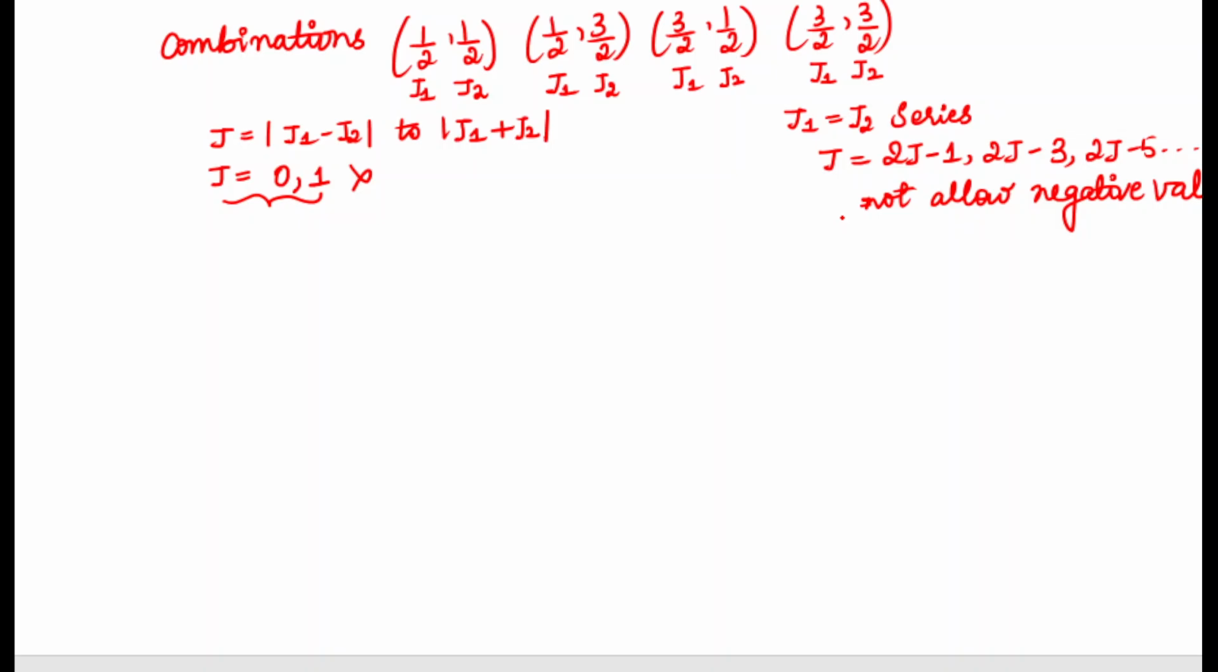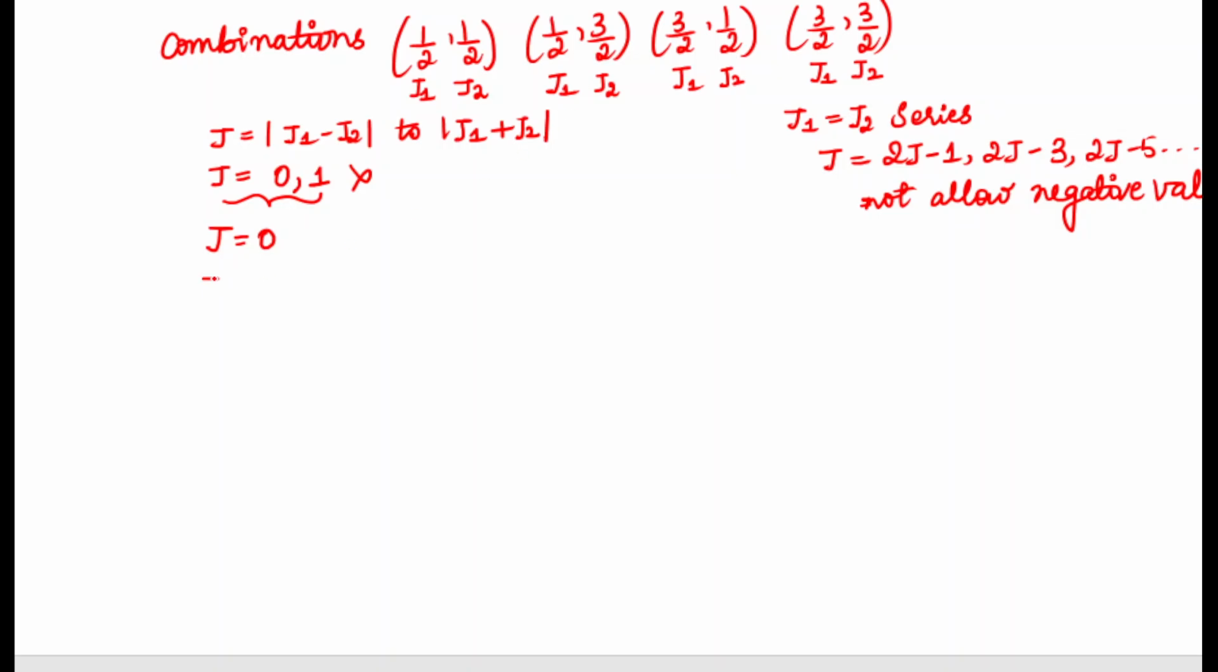In the non-equivalent case also we were having the combination 3 by 2, 3 by 2, but we did it the same way. For the equivalent case we are doing it this way: 2j minus 1, 2j minus 3, and 2j minus 5. Here the j1 and j2 value is one and the same, that is half. So 2 into 1 by 2 will be 2, 2 get cancelled, 1 minus 1 is 0. So 0 will be the right answer.